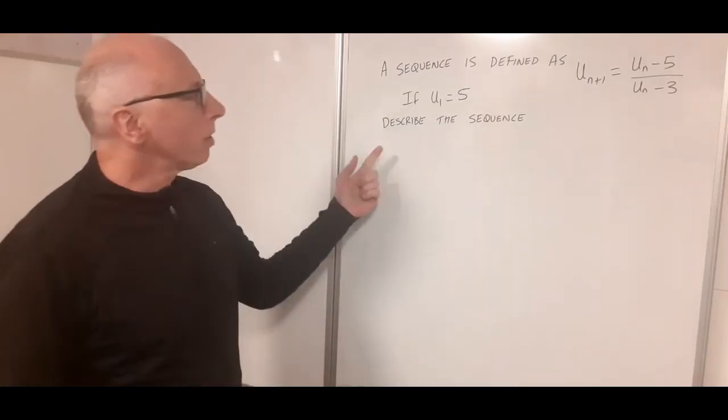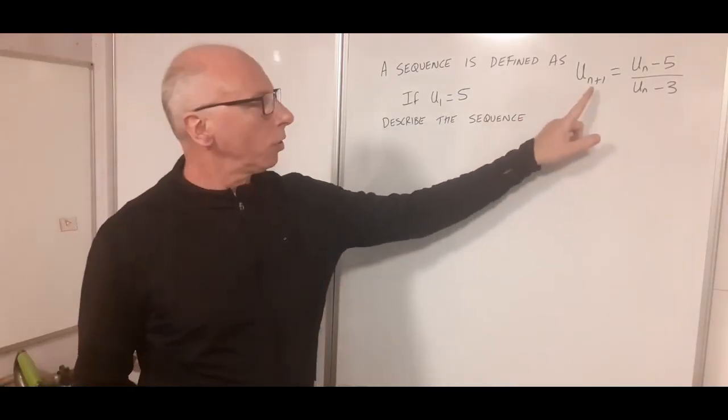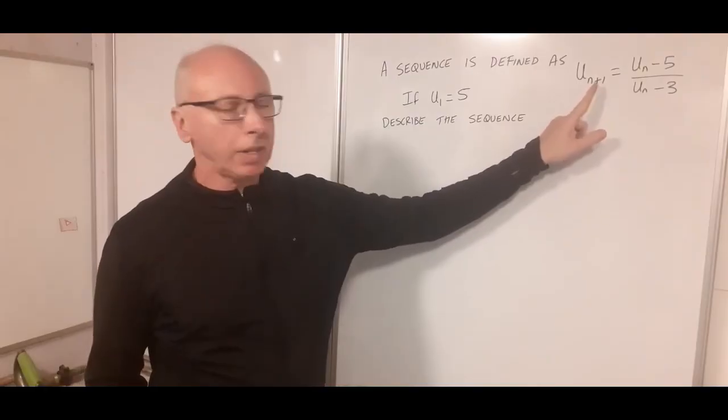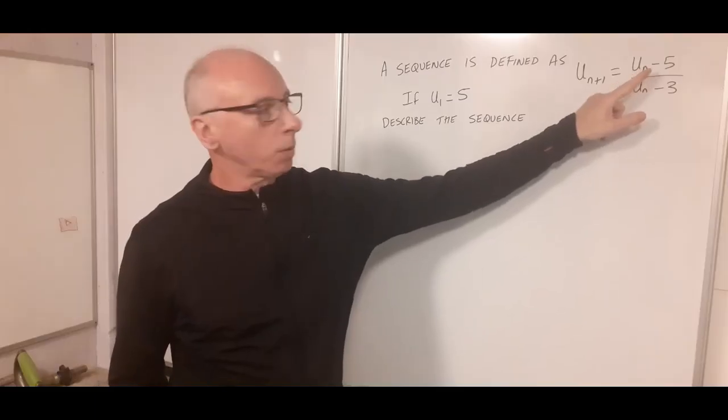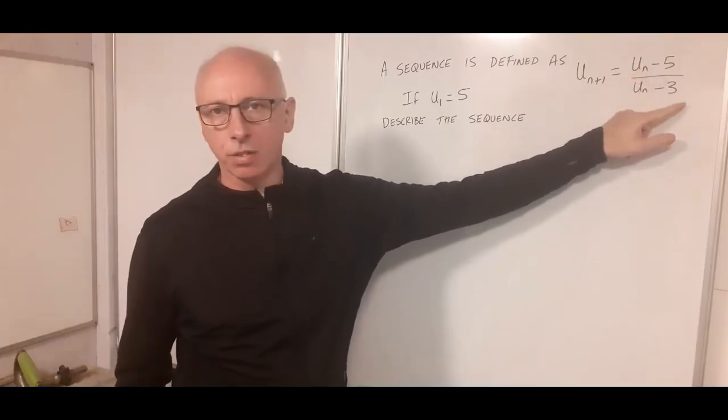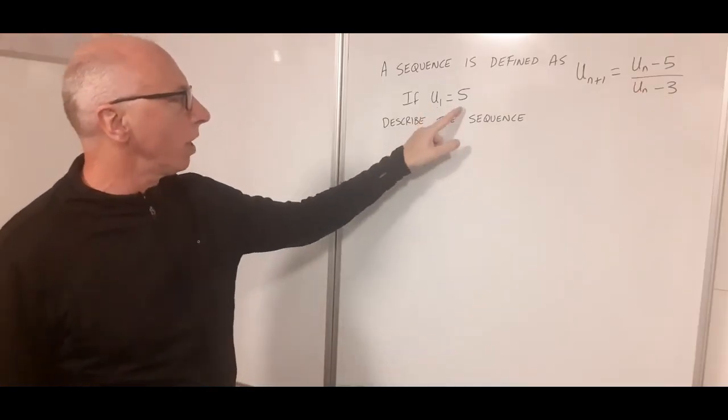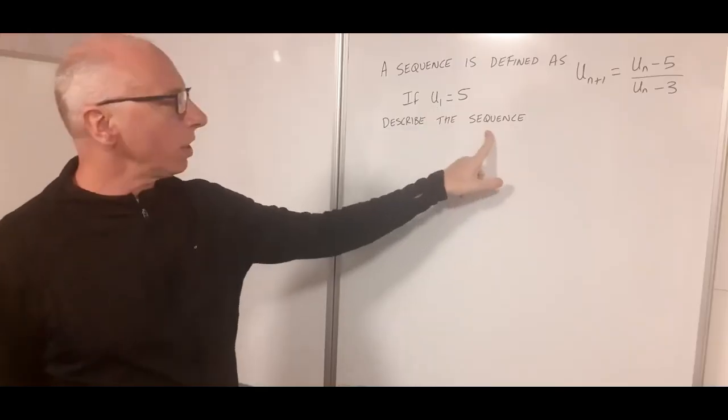So here we've got a sequence and it's defined by this formula here. So u_{n+1}, that means the next term of the sequence is given by the current term of the sequence minus 5 divided by the current term minus 3. And we're given that u1 is 5. We need to describe the sequence.